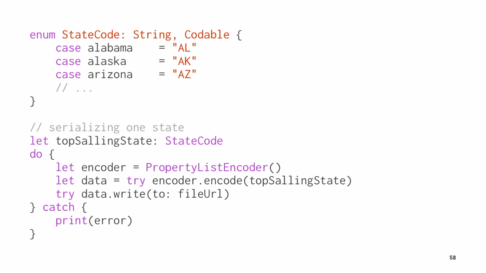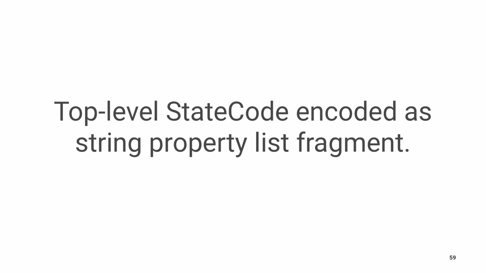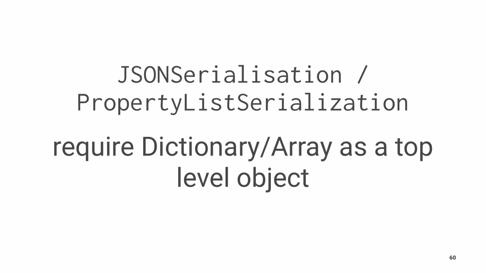And everything seems to be fine. The enum conforms to Codable. The compiler, without any issue, can synthesize the implementation of the Codable methods. But at runtime, we get this error. To understand what went wrong, we have to remember that under the hood of the encoders that we use, in this case the PropertyListEncoder, the encoders use the serialization classes from Objective-C, and these classes require the top level to be a dictionary or an array. So we cannot serialize our enum, as well as any other value of a primitive type, as it is without wrapping it into some kind of container.